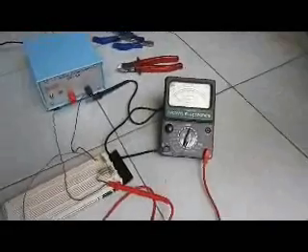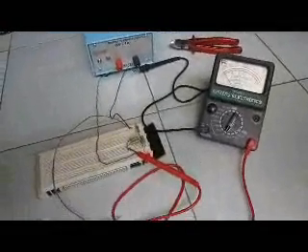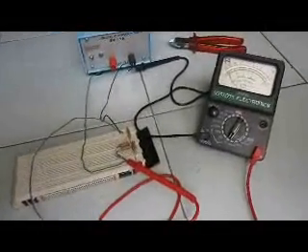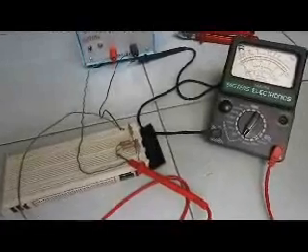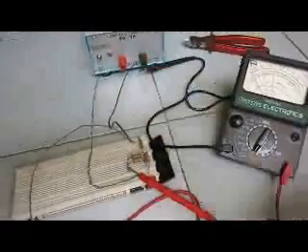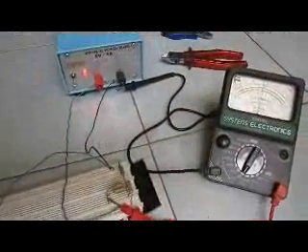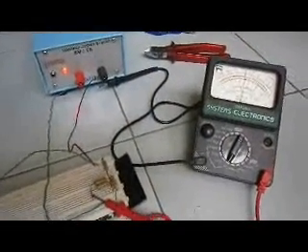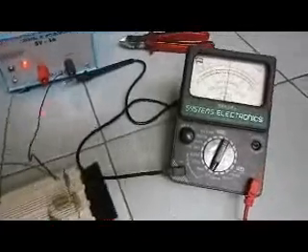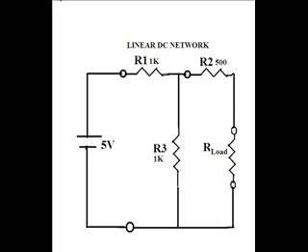We begin this experiment to verify Thevenin's theorem on DC circuits. Switch on the power supply. Measure and confirm the output voltage to be 5 volts. Supply is 5 volts.